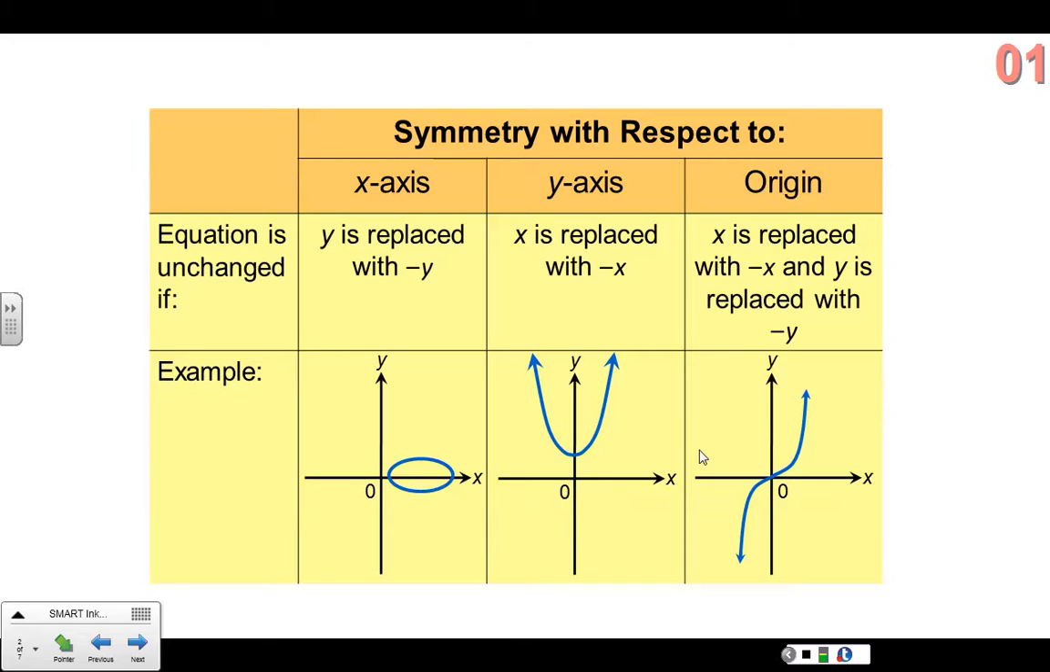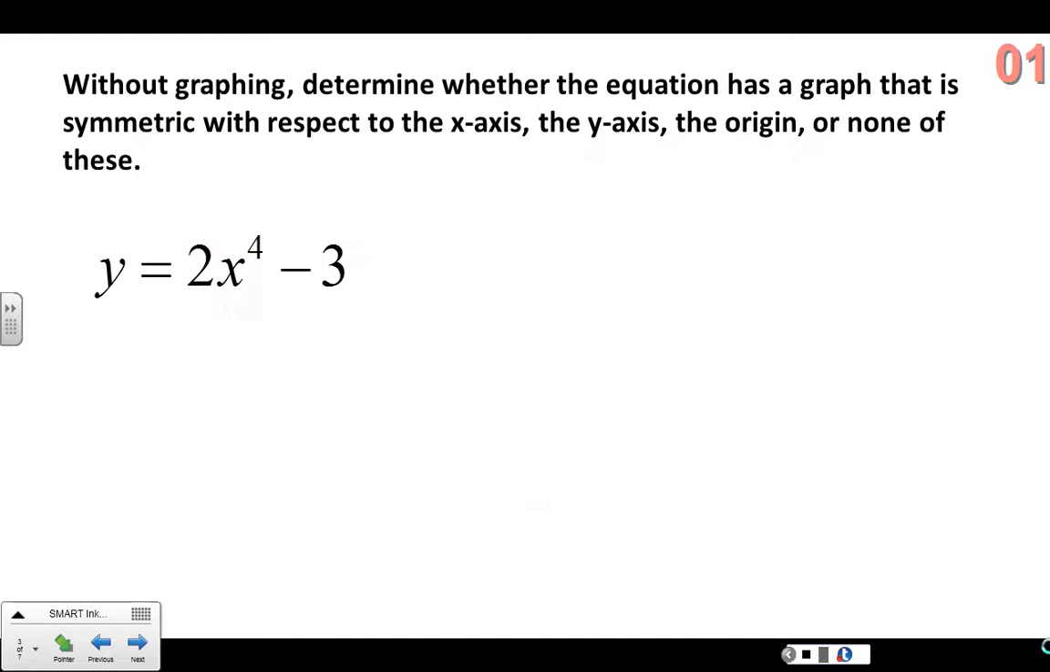And symmetry with respect to the origin is when we replace the x with negative x and the y with negative y, and our equation remains unchanged. So you might recognize this as the cubic function, y equals x cubed. This kind of looks like the squaring function, y equals x squared, some type of variation of that graph. This is an oval or a circular function. So let's just do a couple of these tests to determine whether an equation or a function has symmetry with respect to the x-axis, y-axis, or the origin.